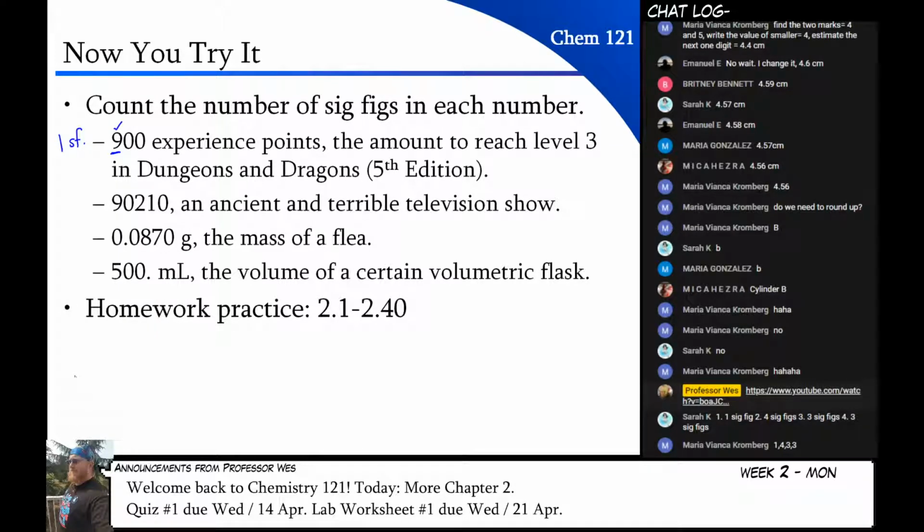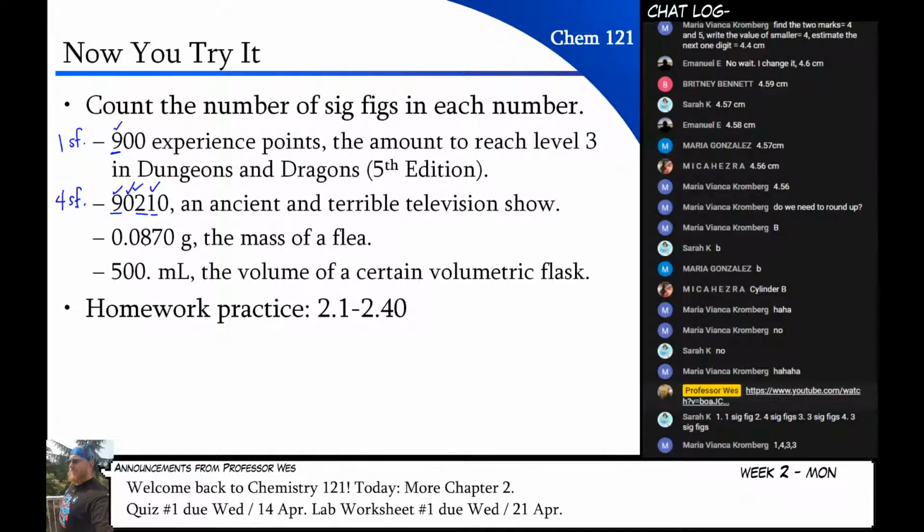Same thing with 90210 here. So if I scribble out this 0 at the end, the value changes, and there's no decimal point to save it. But these other digits that are non-zero, so this one, and this one, these all count. And then the 0 right here also counts because it is trapped between two sig figs, so we count it as well. I use the abbreviation SF for sig figs. You might see that other people do that too.